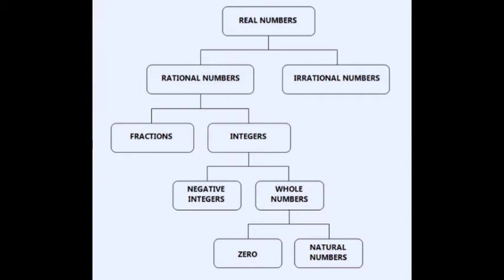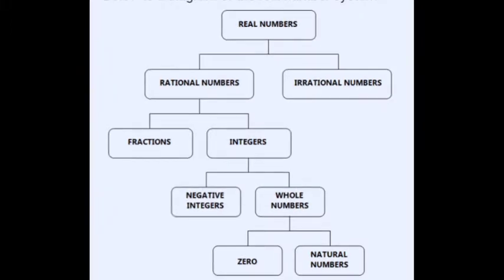So this time, let us discuss the real number system, the diagram of a real number system. Real numbers are classified into rational and irrational numbers. Rational numbers include all integers and fractions. All negative integers and whole numbers make up the set of integers, and whole numbers comprise all natural numbers and zero. So let us discuss the parts of the real number system one by one.